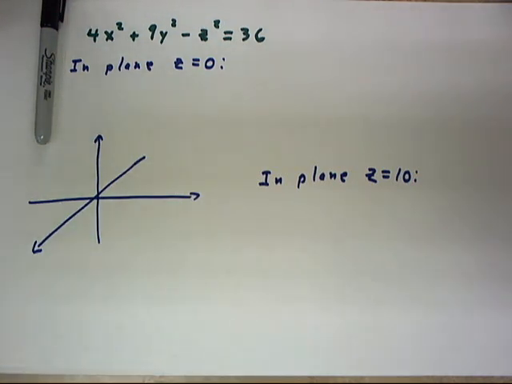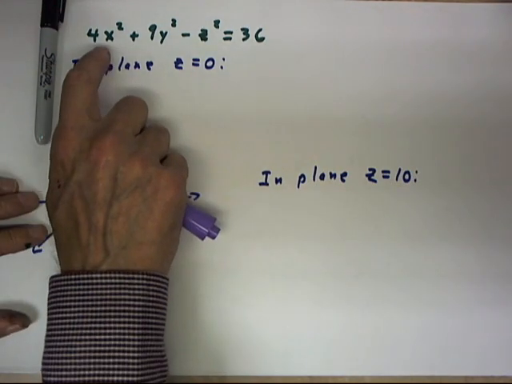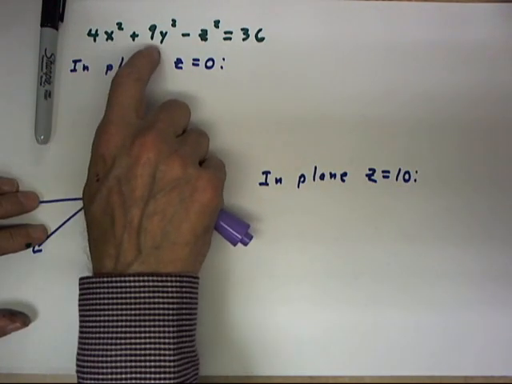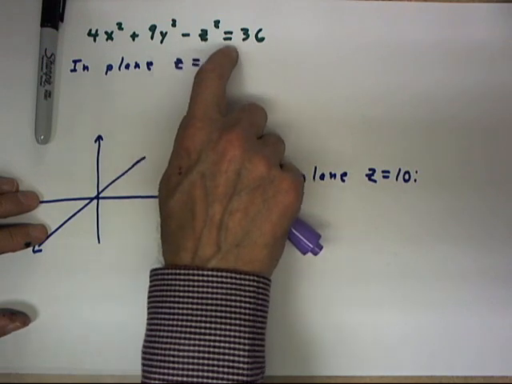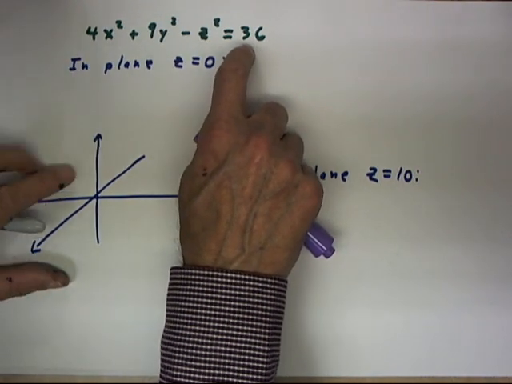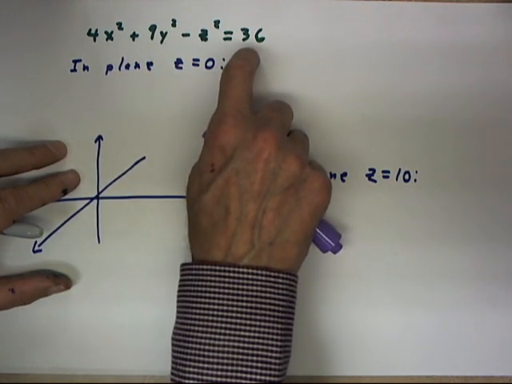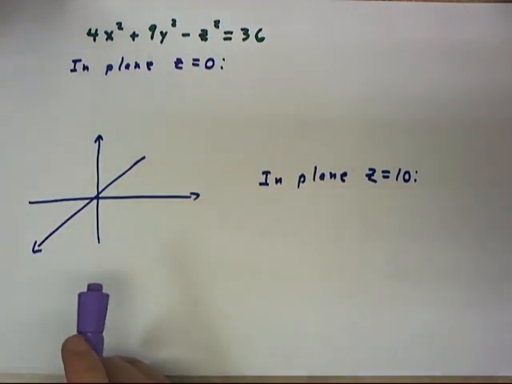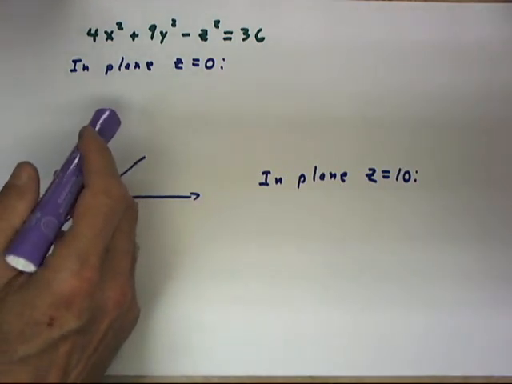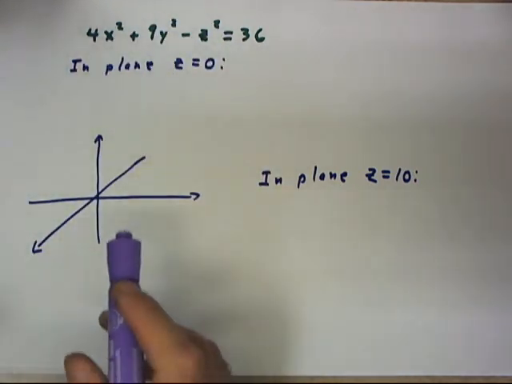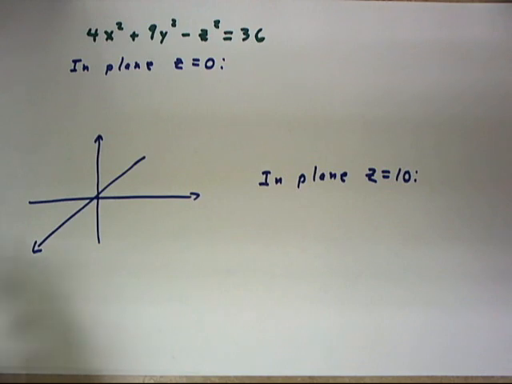Before we look at a more general form, let's look at a specific example. Let's say the equation 4x squared plus 9y squared minus z squared equals 36. So that a would be 4, b would be 9, c would be -1, and d would be 36. And let's just look at this equation in the plane z equals 0.